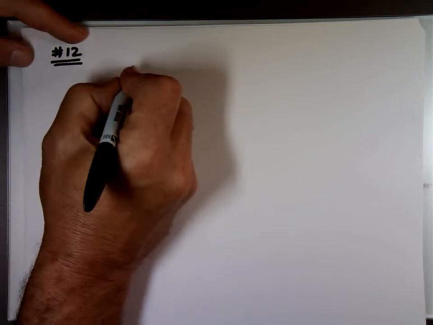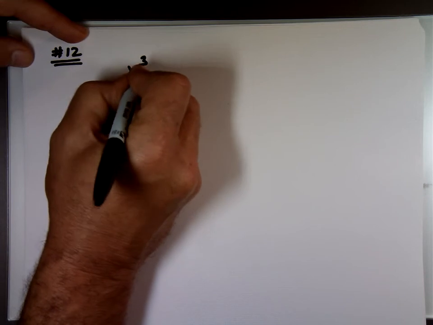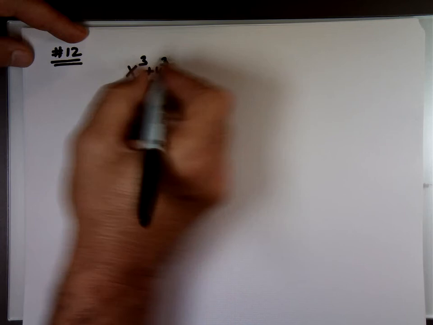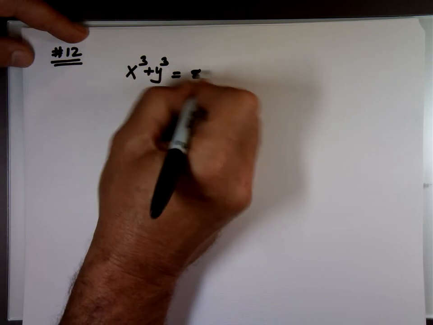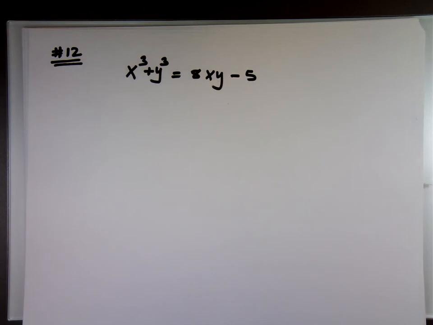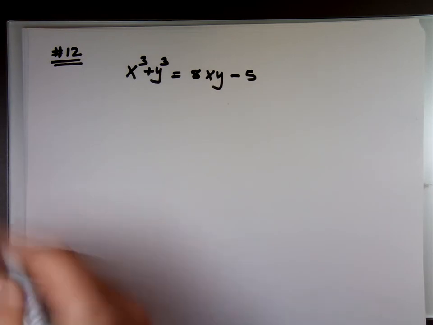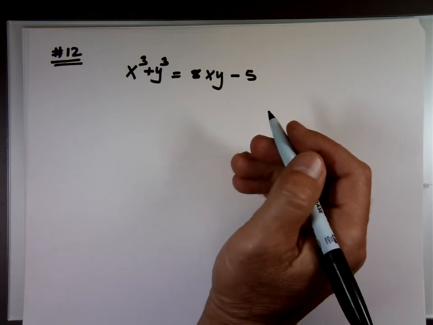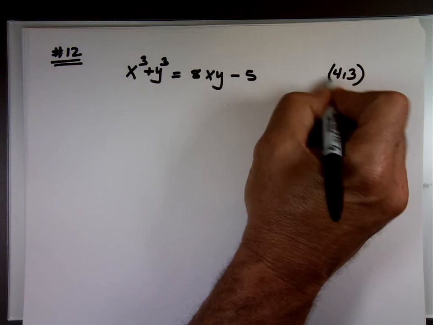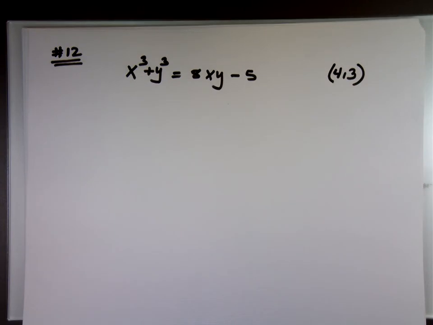x cubed plus y cubed equals 8xy minus 5. There are two questions to that. The first one, find dy/dx. Then they give you a point, find dy/dx at (4, 3). So there's two parts to it. Find the derivative first, then find the derivative at that point.